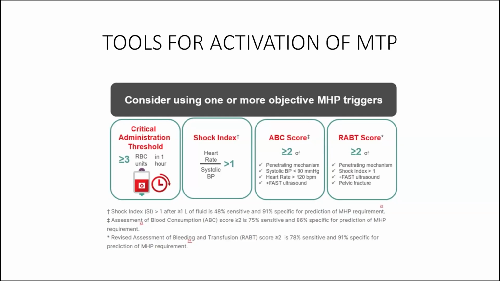Okay, pelvic fractures are notorious for causing concealed hemorrhages. Okay, so concealed hemorrhage is one thing which can be easily missed, especially when you're doing a FAST as well. So in such cases, that is the reason it is mentioned as a separate entity in RABT.